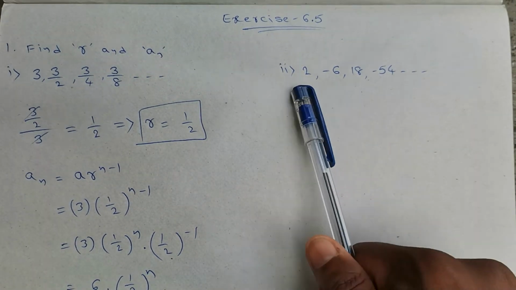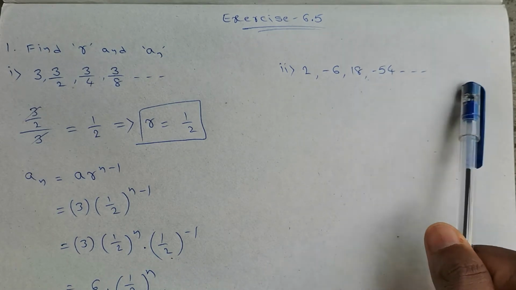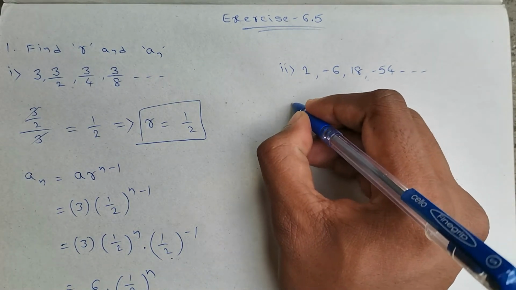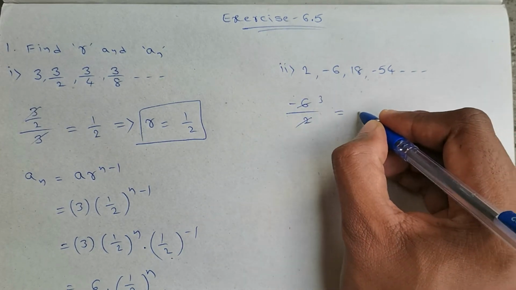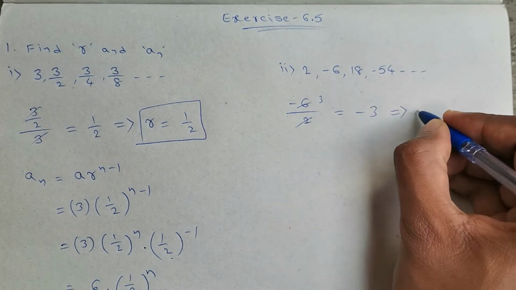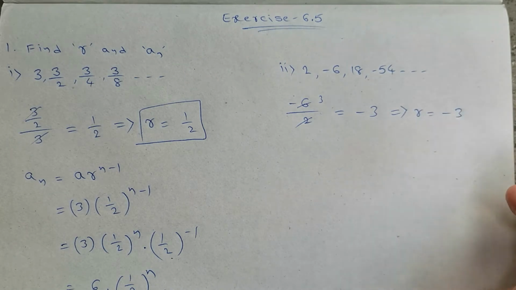The next question is 2, minus 6, 18, minus 54 and so on. Here second term minus 6 divided by first term 2. 2 ones are 2, 2 threes are 6. So the common ratio is minus 3. That is, the common ratio is minus 3.